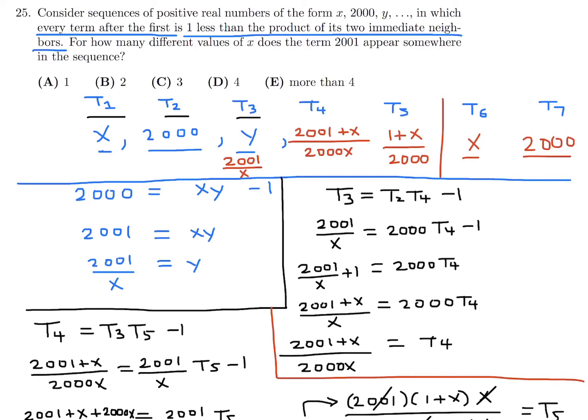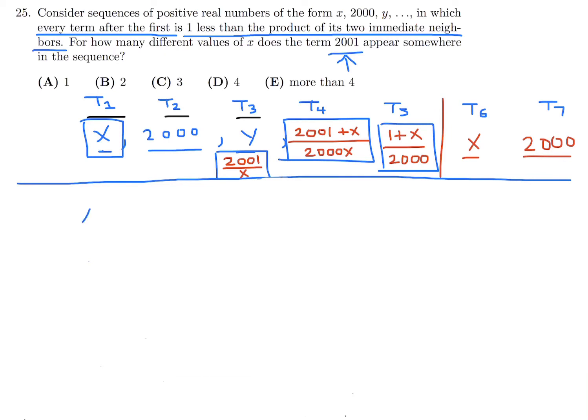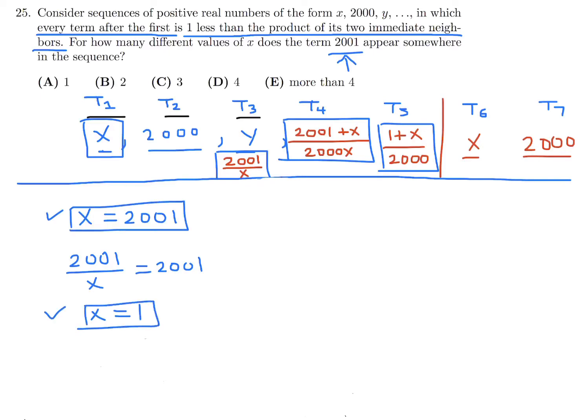Now, what are they asking in the question? For how many different values of x does the term 2001 appear somewhere in the sequence? What is the value of x if we set these terms equal to 2001? All right. We can figure that out. So the first one, if we set it equal to 2001, we're done. So that pretty much takes care of the first one. How about if we let the second one, 2001 over x, equal 2001? Well, that would mean that x is equal to 1. So this is one value, this is another value.